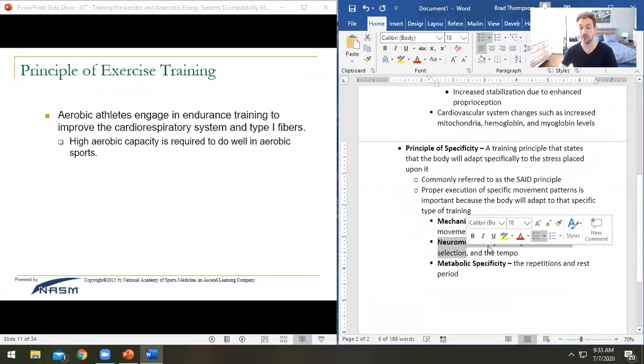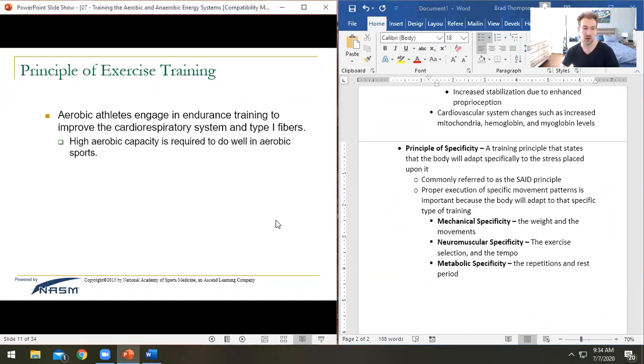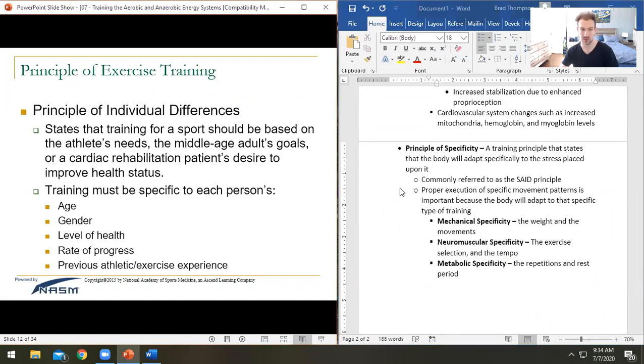So that they can develop that. Again, they're trying to develop type 1 fibers. They're trying to develop endurance. When it comes to their metabolic specificity, they're probably going to do a high number of repetitions, and their rest period is going to be relatively short, right? So all of that is going to help you develop more type 1 fibers. And so obviously that's the kind of stuff that's required for most aerobic sports.